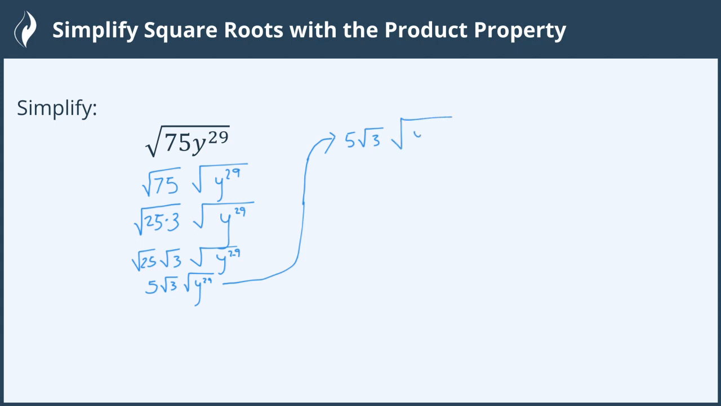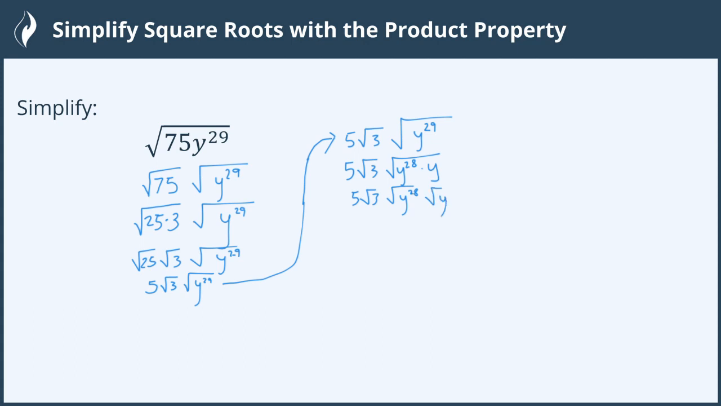Now again, when we take the square root of y to the 29th, we want to split it into factors, looking for something that is a perfect square. Because this is a square root, if we have an even number on this exponent, then that's going to be a perfect square. So it makes sense to split this y to the 29th into y to the 28th times y. That's the same thing as y to the 29th, but when I split it apart like that, again, we can use the product property and do individual roots here.